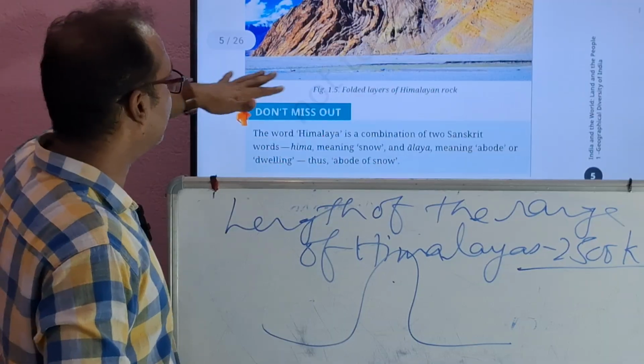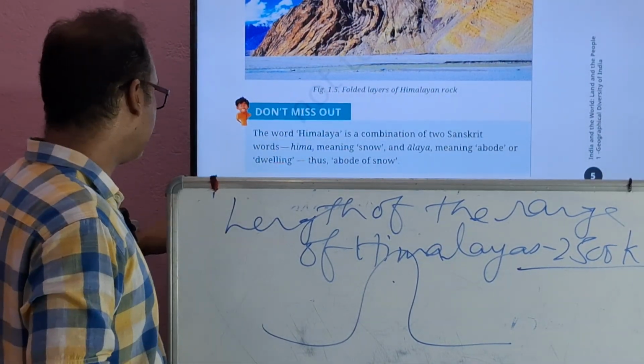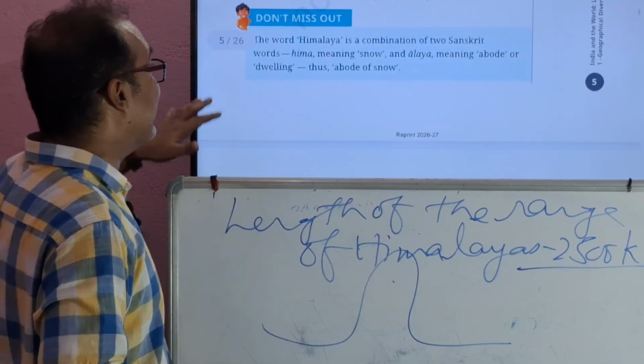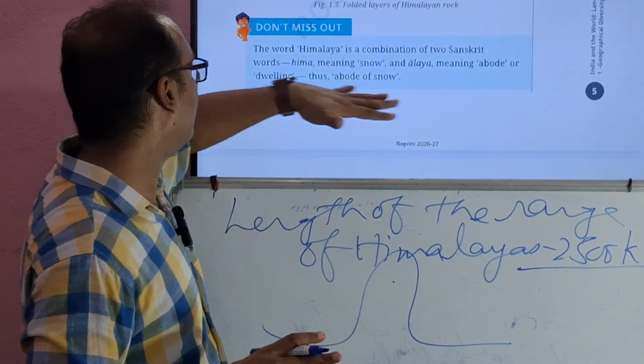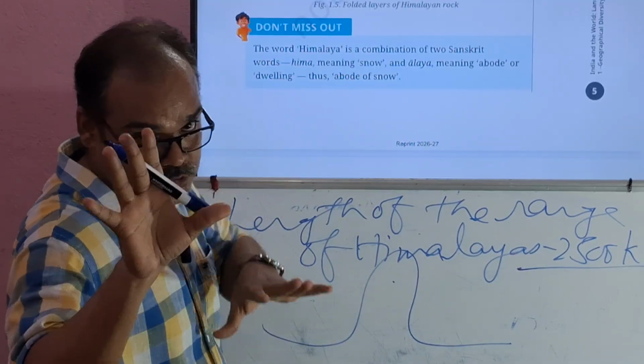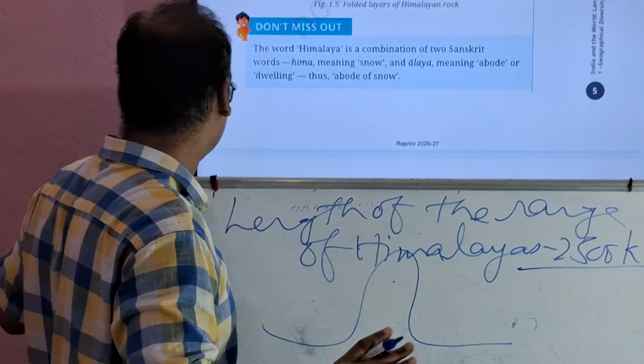Folded layers of the Himalayan rocks, you can see here. The word Himalaya is a combination of two Sanskrit words. Hima means snow. Alaya means ghar, right? Alaya means abode or dwelling, thus abode of snow. So Himalaya is also known as abode of snow.